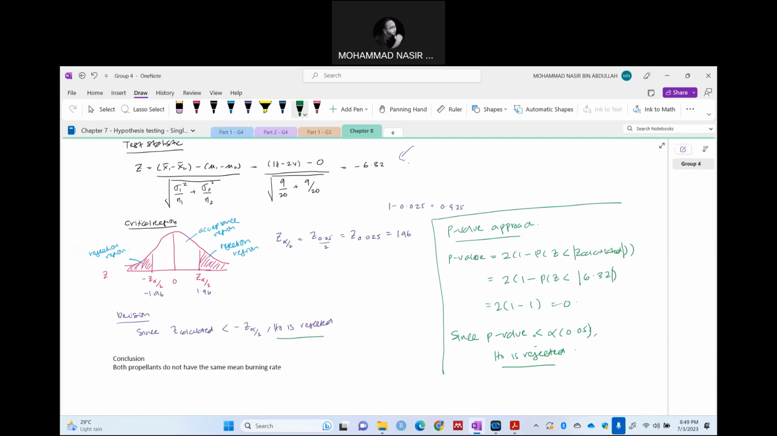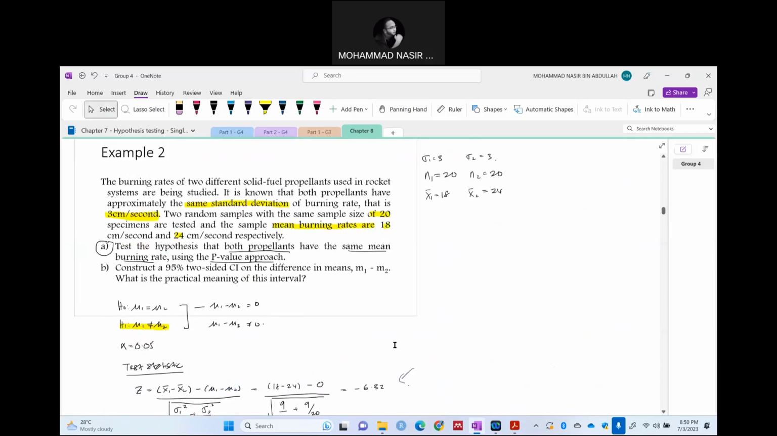Okay? Any questions so far? Yes. So based on the statement, it said it came from a normal population. So it means that the standard deviation is known, right? If the population variance is known, it means that the standard deviation is not calculated from the sample.